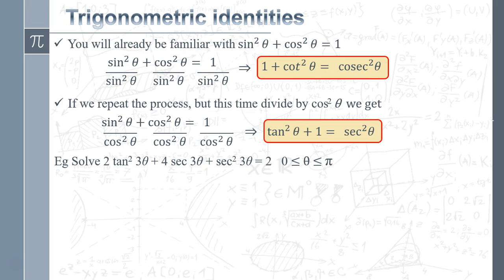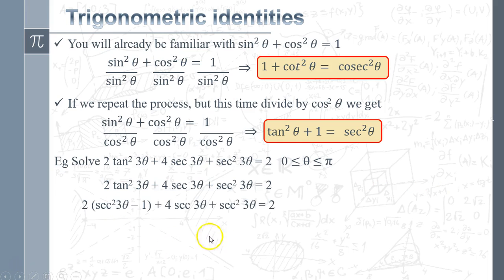So what we've got is a trig equation in terms of two ratios. We've got tan and we've got sec. So what we're going to do is get this whole thing in terms of sec, and so what I'm going to do is use tan squared plus 1 equals sec squared. Simple bit of rearranging: tan squared equals sec squared minus 1, so that's what I'm going to put in there.